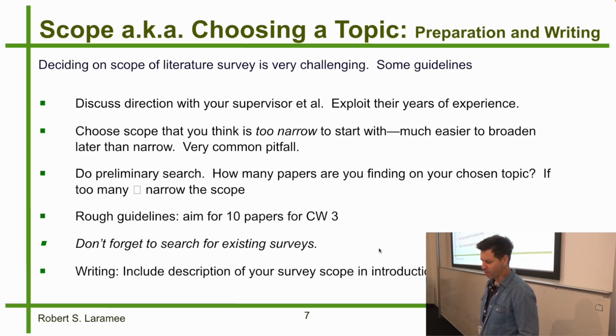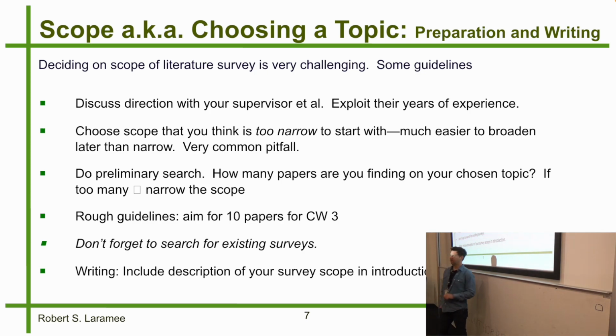So this is about the preparation. Deciding on the scope of a literature survey is very challenging. What do we mean by scope? Anybody know what a scope is? Just as a noun, the traditional noun, the word scope. A scope is a kind of lens. They're usually round. Lenses are usually round, not always, but usually. And you look through them.